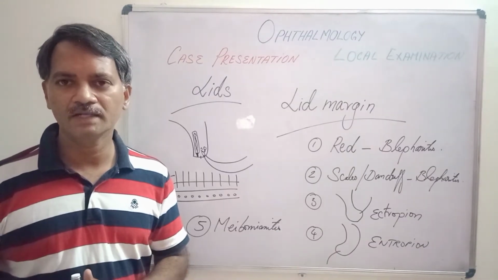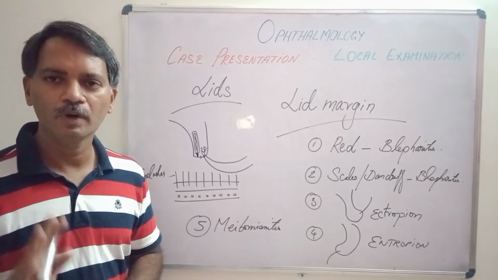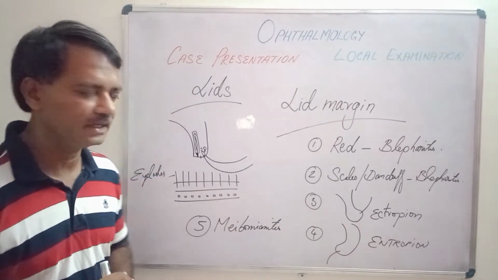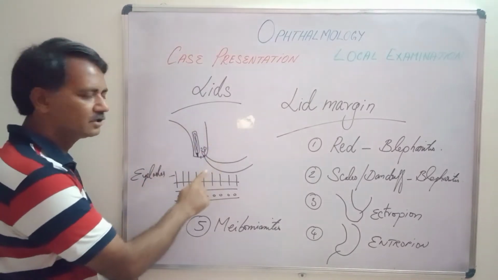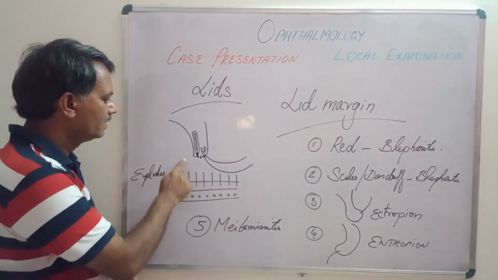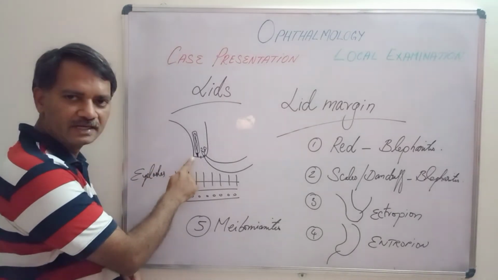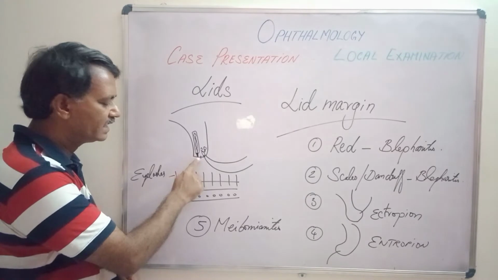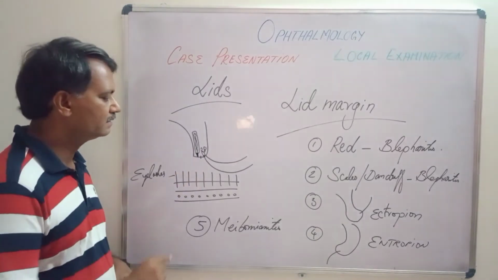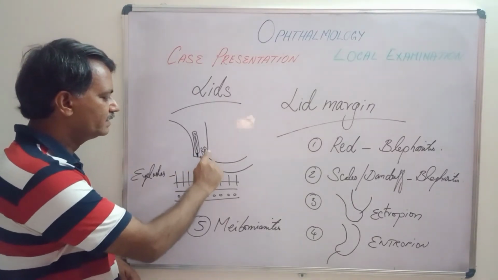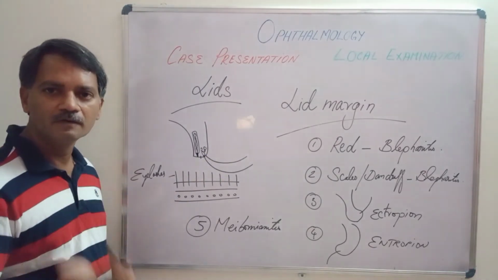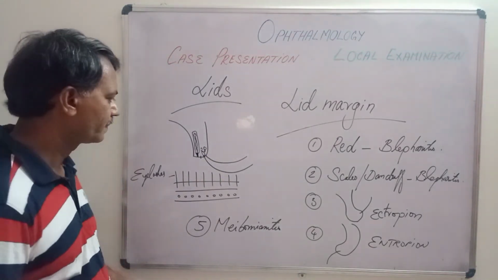With regard to the lid margin, you should know how a normal lid margin looks. I have drawn a picture of a lid here. The conjunctival side of the lid margin will be sharp, a right angle. The skin side of the lid margin will be curved. It will not be sharp.